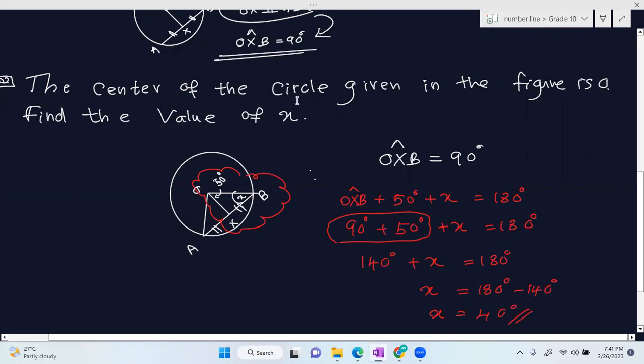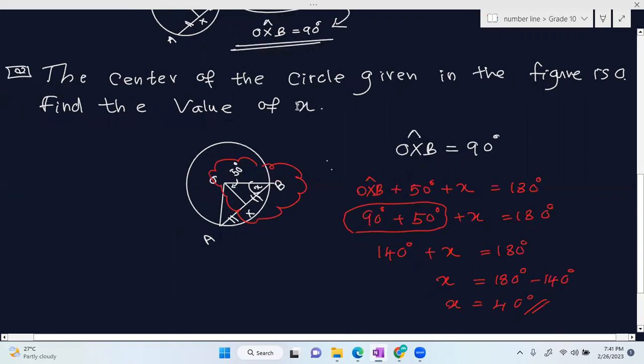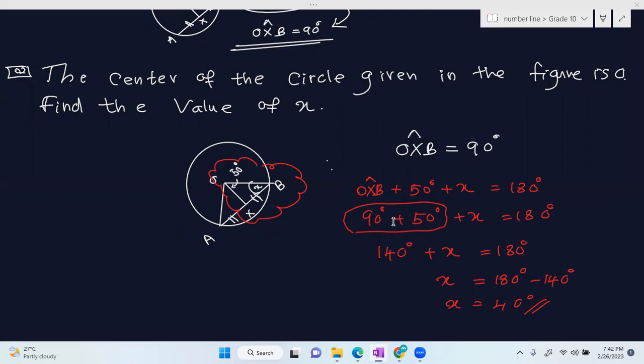Did you understand this question? Yes. Okay, write down this. Angle equals 5 plus x. That one is just the exterior angle theorem. That means x plus 50 equals 90. Then you can find x equals 40.